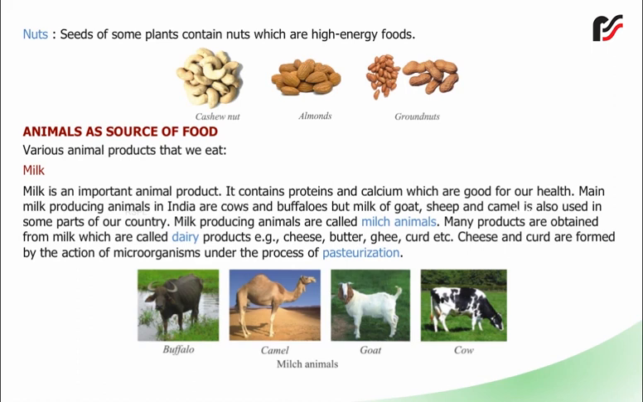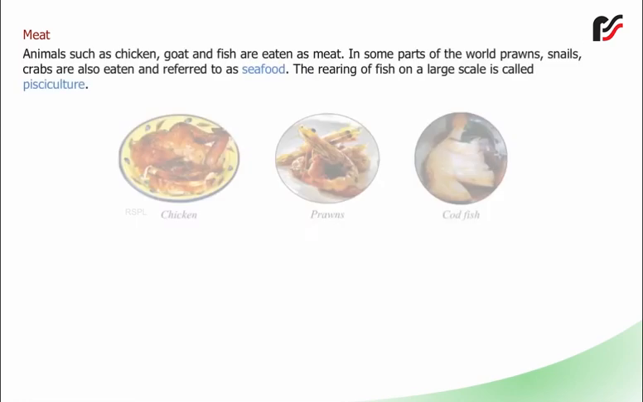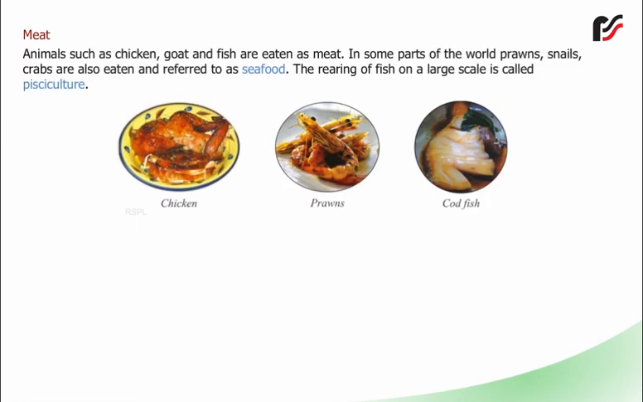Cheese and curd are formed by the action of microorganisms under the process of pasteurization. Meat. Animals such as chicken, goat, and fish are eaten as meat. In some parts of the world, prawns, snails, crabs are also eaten and referred to as seafood. The rearing of fish on a large scale is called pisciculture.